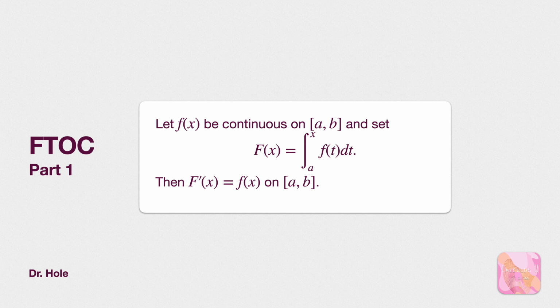So this is FTOC Part 1. The assumption, f is continuous on a closed interval, and that is enough to produce an antiderivative. Write this down. Every continuous function has an antiderivative. So that's part 1. Let's employ FTOC part 1. Do some examples.